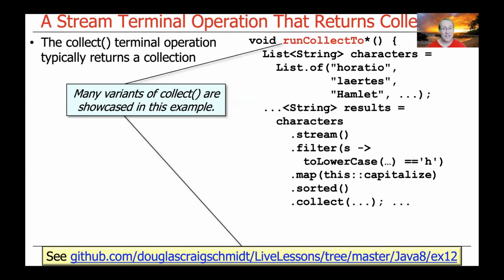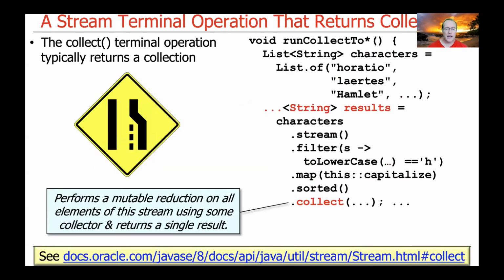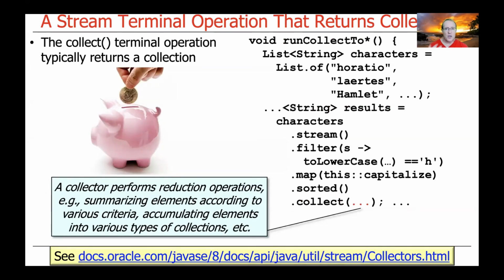There's a bunch of different variants that are shown in this particular program in my GitHub repository. So we'll show how to collect things into lists, how to collect things into sets, how to collect things into maps. There's a couple different ways to collect things into maps. And what we're going to do here is create and process a stream that consists of the character names from the William Shakespeare play Hamlet. And each of these will show off different ways of collecting the results of that stream processing into a different type of Java collection. So you can think of a collector as basically aggregating stuff.